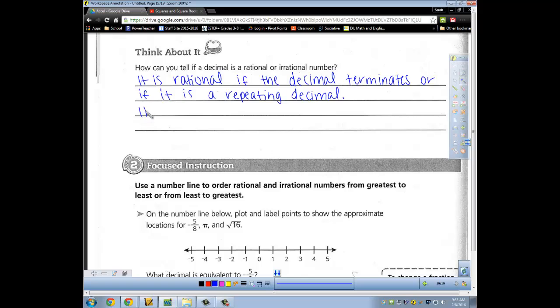It is irrational if the decimal goes on forever but does not repeat.